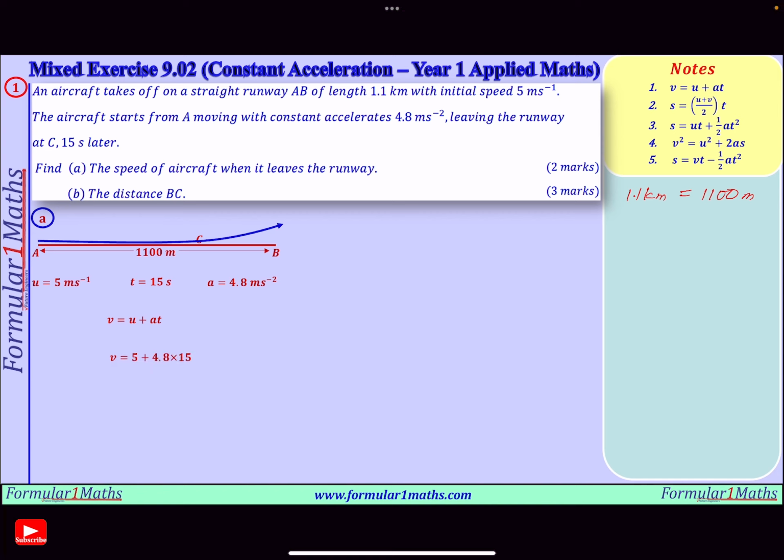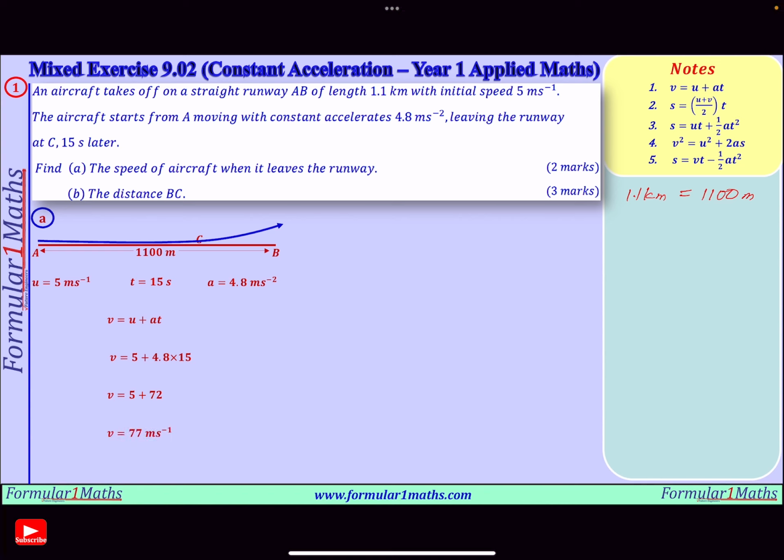v equals 5 plus 4.8 times 15. Then simplifying gives you v equals 5 plus 72. And then solving gives you v equals 77 meters per second. And that's A. For B, we can use one of two equations.